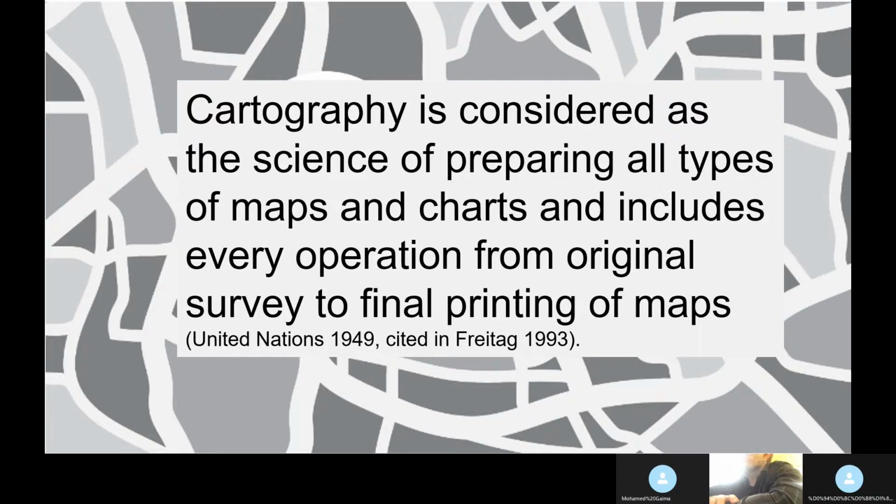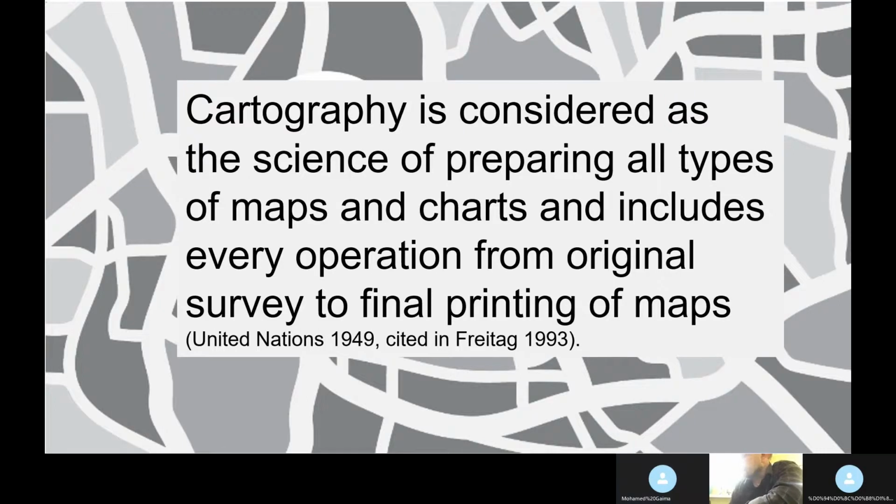So map production is a process, because first of all we should capture data, and then we should analyze this data, and then we have different techniques, for example computer techniques, and also we should have a concept, an idea of what we should present by a map, and then we structure all this data and put it on a map.